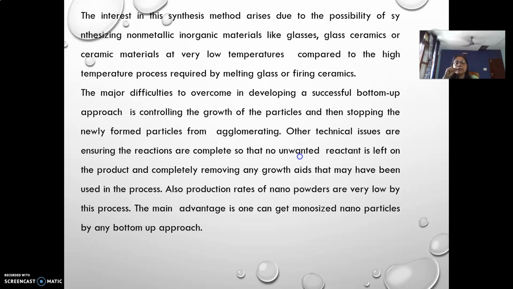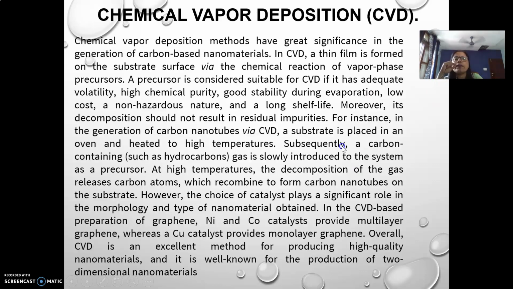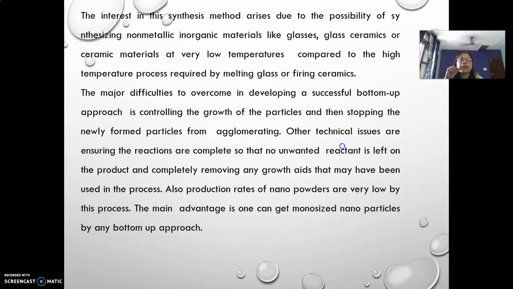But the main advantage is that one can get mono-sized nanoparticles by any bottom-up approach. So what is mono-sized? That means first of all, since we will be having a uniform solution, there will be uniform distribution and uniform mixing, and that ultimately will give us nanoparticles which are similar in size. So this particular method is very important in nanomaterial synthesis.